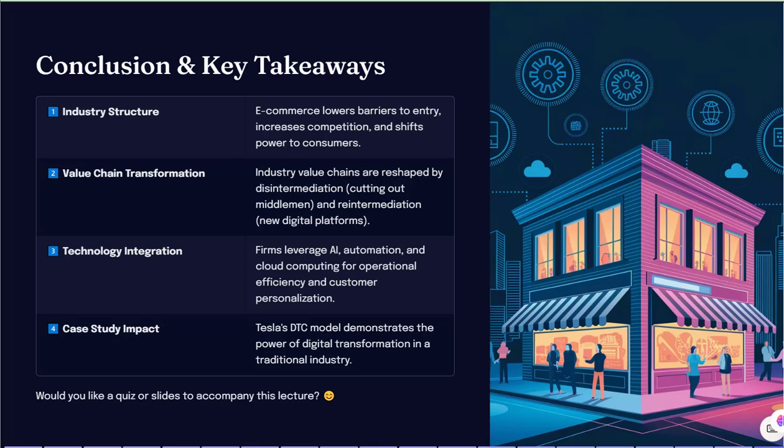with the rise of new digital platforms. And number 3 is technology integration. Companies are leveraging AI, automation, and cloud computing to drive operational efficiency and deliver more personalized customer experiences. For example, the Tesla case study we looked at illustrates the power of digital transformation as a company transitions to a direct-to-consumer model in a traditional industry.